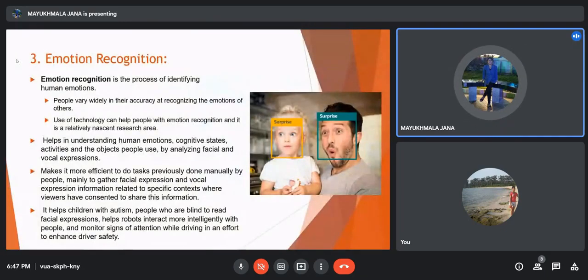Emotion recognition is a method used in software that permits a program to examine the sentiments on a human face by utilizing sophisticated image processing. It helps children with autism and people who are blind to read facial expressions, helps robots interact more intelligently with people dealing with depression or any other psychological ailment. Also, it monitors signs of attention while driving in an effort to enhance driver safety.